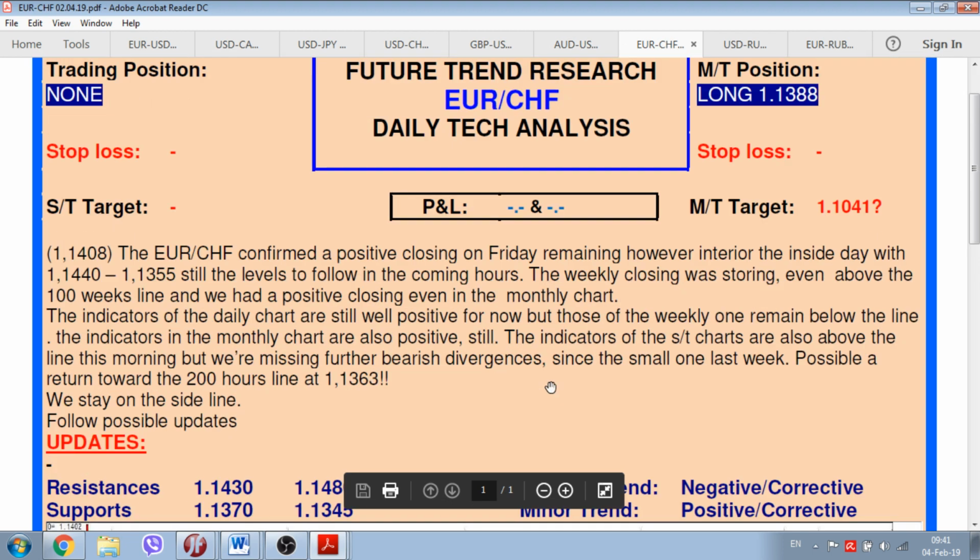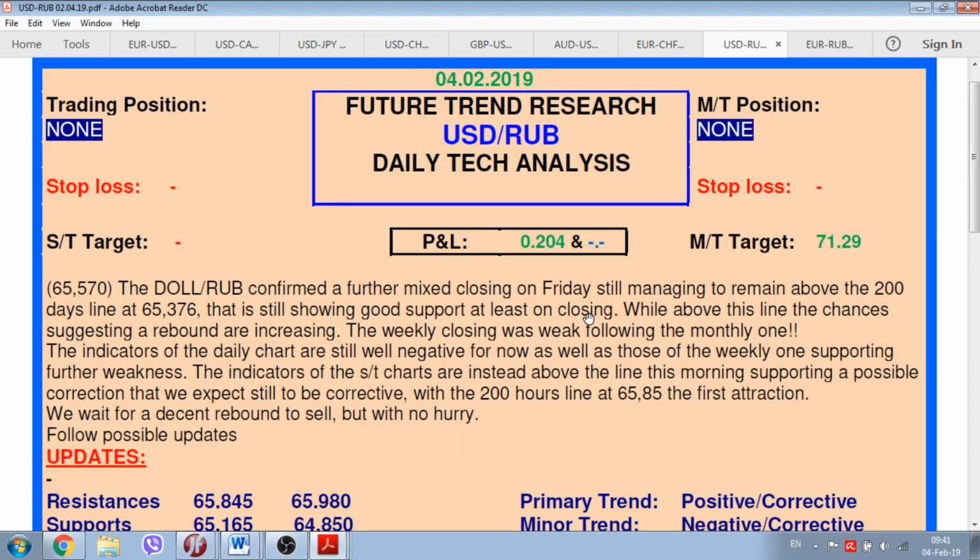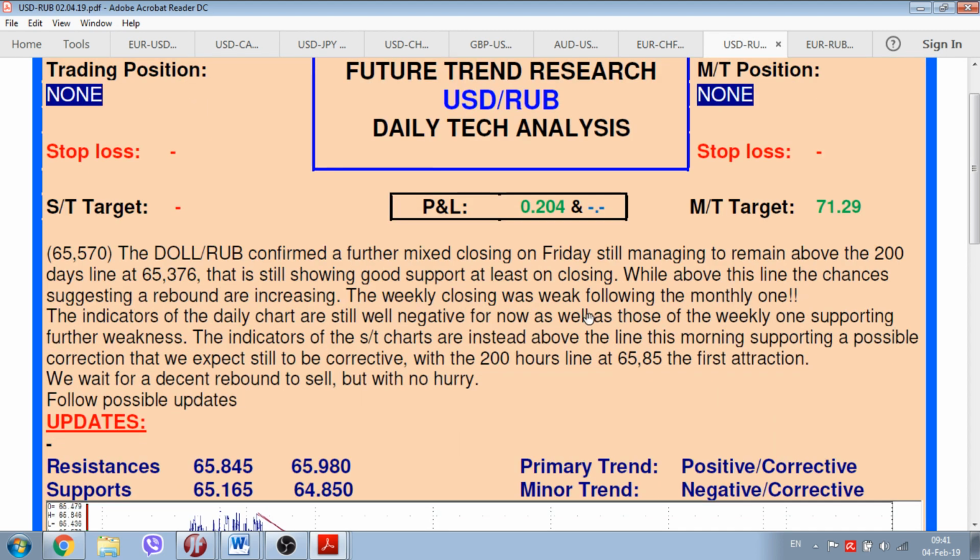Euro Swiss. As you could see, Euro Swiss confirmed the positive closing on Friday, remaining however inside the inside day, with 114.40 and 113.55 still the levels to follow in the coming hours. The weekly closing was soaring even above the 100 weeks line, and we had a positive closing even in the monthly chart. And finally, some words about Russian ruble crosses.